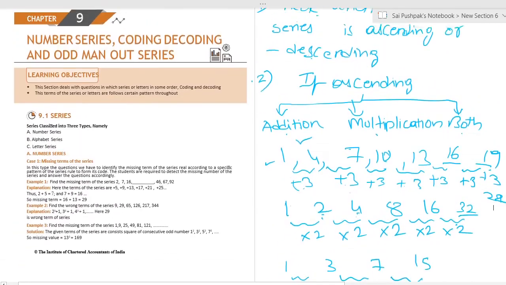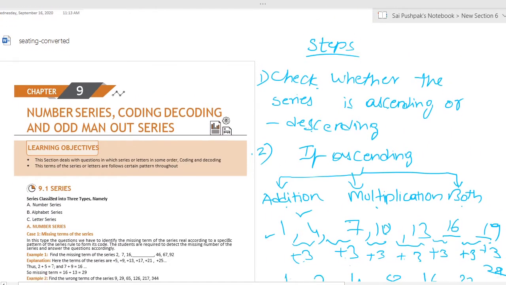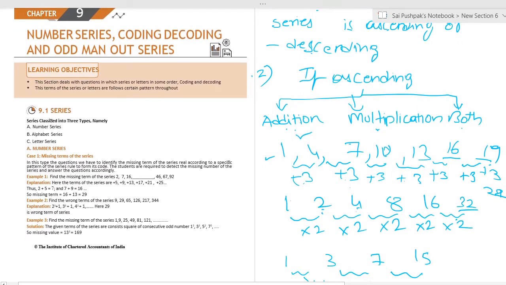So there's no formula to solve the questions, but you can follow these steps. The first step is you need to check whether the number series is ascending or descending. If it is ascending, what we need to do? We need to see whether it is addition or multiplication or both. So guys, here we have seen that there's an addition. You see the difference is same, so there was an addition.